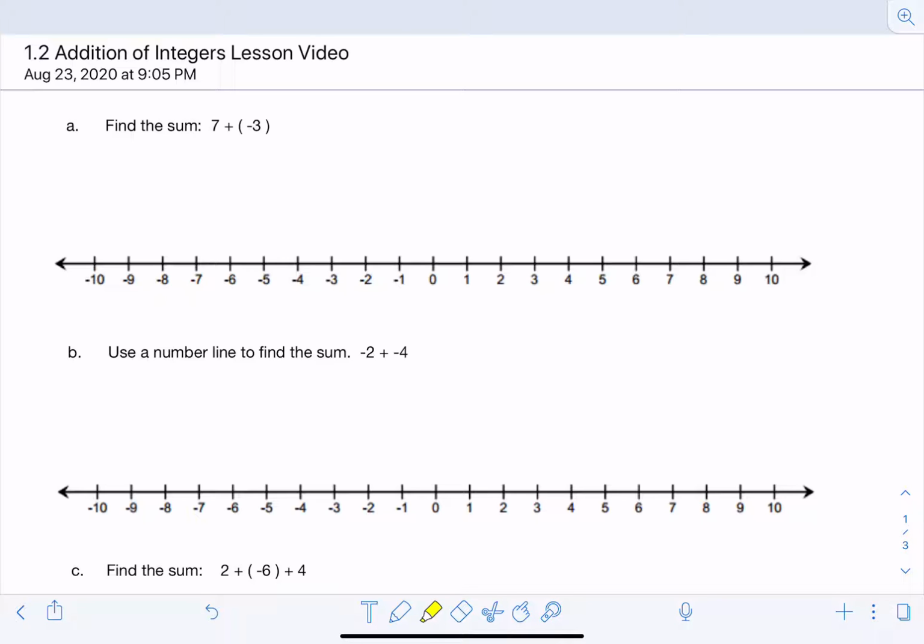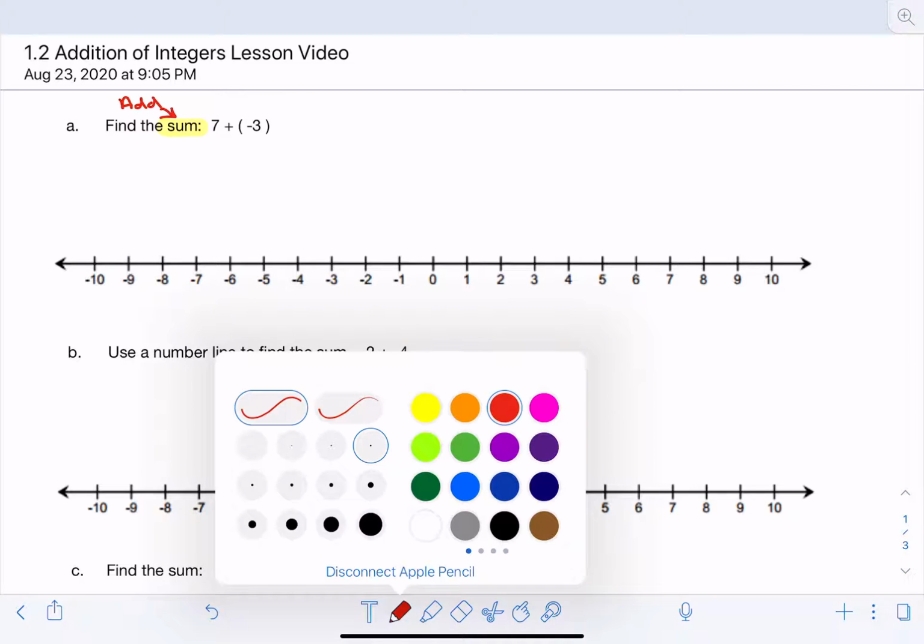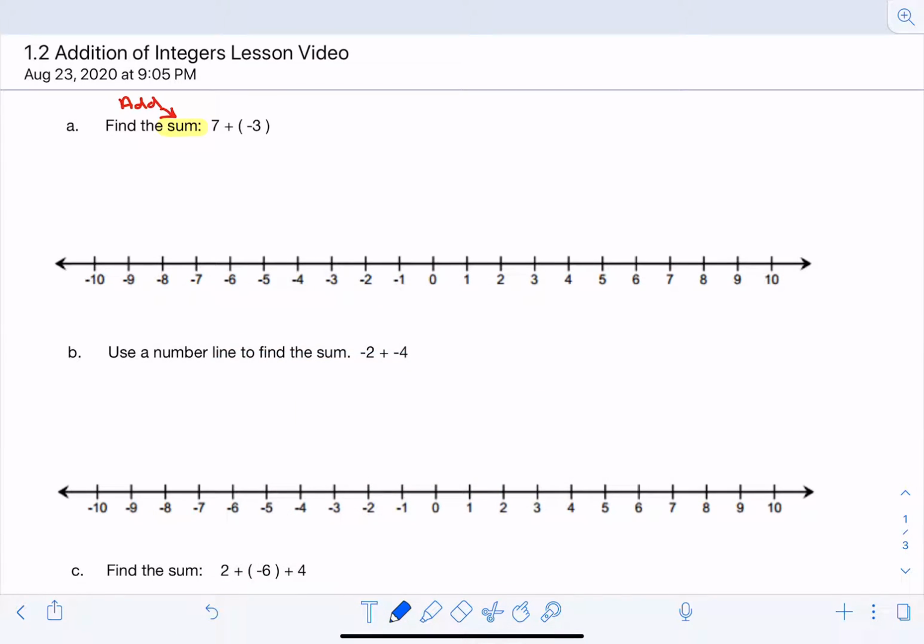Example number 1 says, find the sum positive 7 plus negative 3. So remember, if we don't know what words mean, we're not going to know how to solve the problem. So we need to make sure that we know that sum means to add. Okay, it means to add. Now, let me go ahead and choose a color. So the way this works is we're going to use a number line.